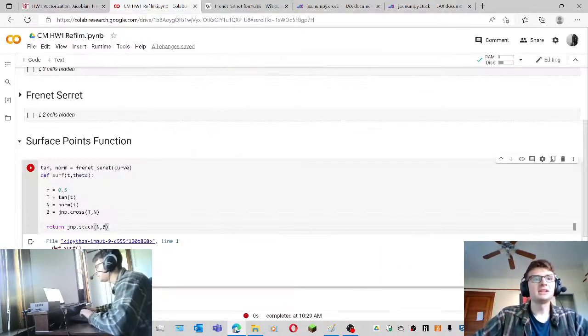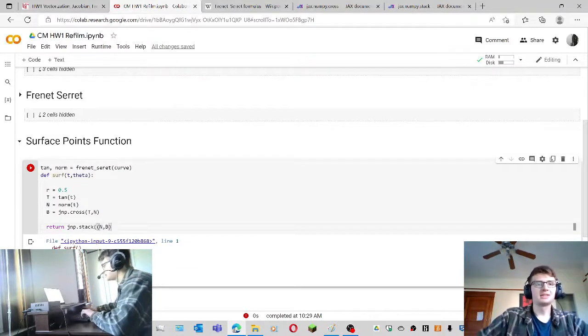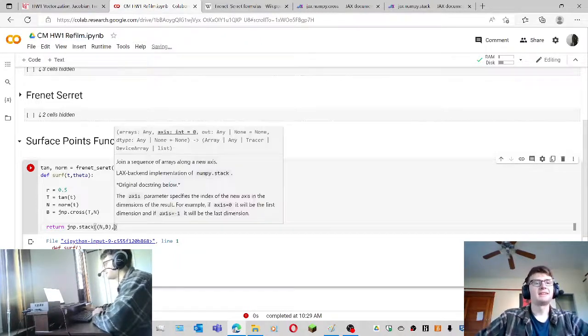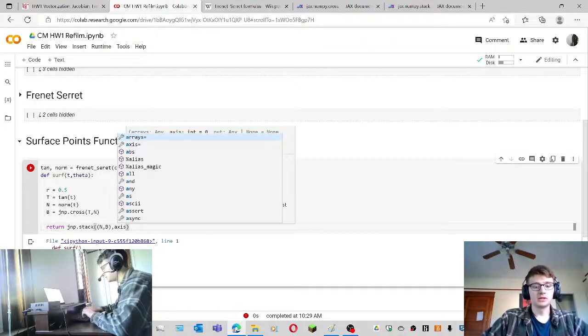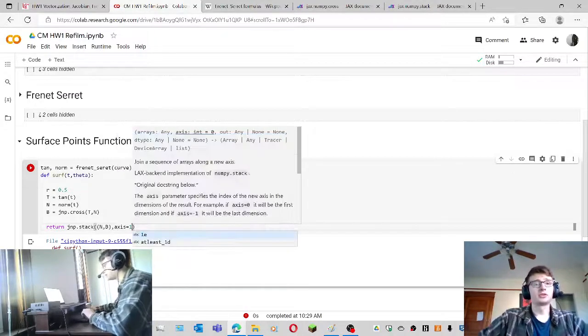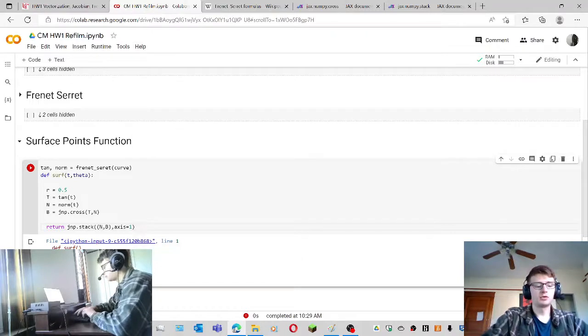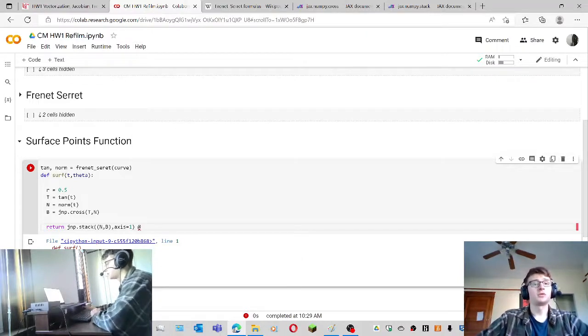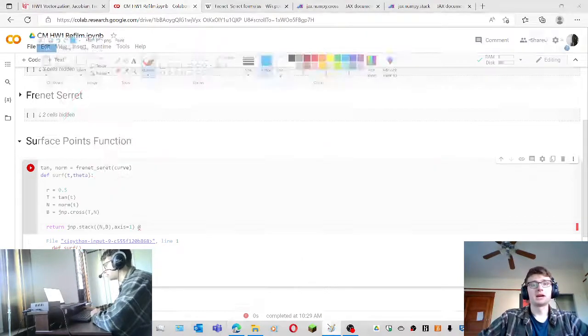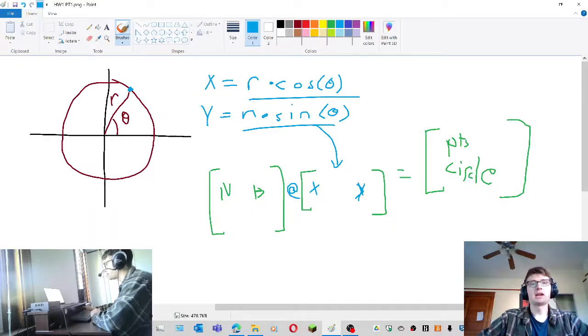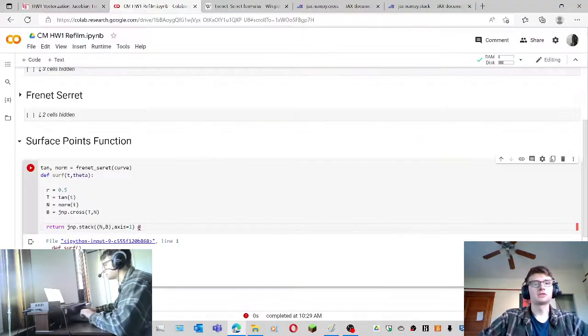So I believe, if I remember correctly, I need to give it the arrays as a tuple, like this. And then I'm stacking those two arrays together along the y-axis, and then I'm going to do a matrix multiplication by, what do I have over here? By these x and y functions. So r cosine of theta, r sine of theta. Well, that's not too bad to do.